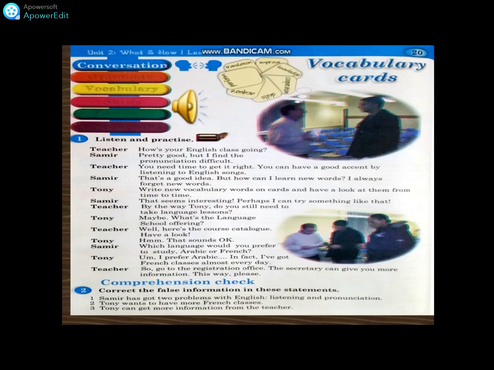By the way, Tony, do you still need to take language lessons? Maybe. What's the language school offering? Well, here's the course catalogue. Have a look. That sounds okay. Which language would you prefer to study? Arabic or French? I prefer Arabic. In fact, I've got French classes almost every day. So, go to the registration office. The secretary can give you more information. This way, please.